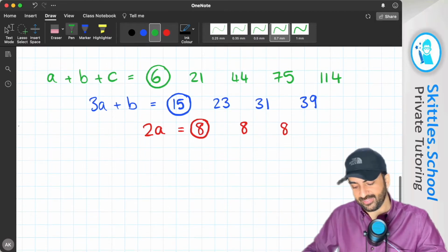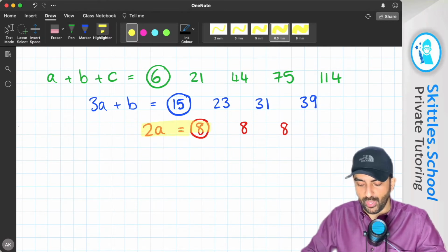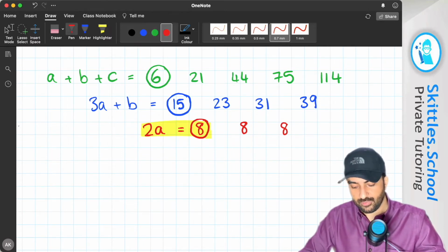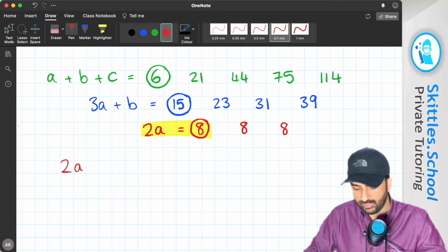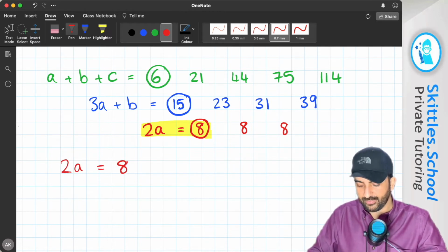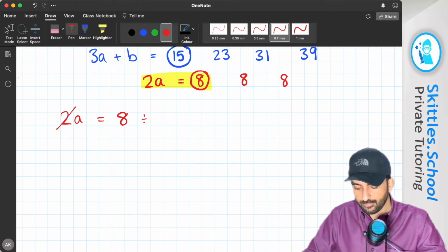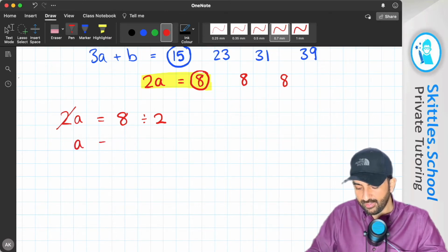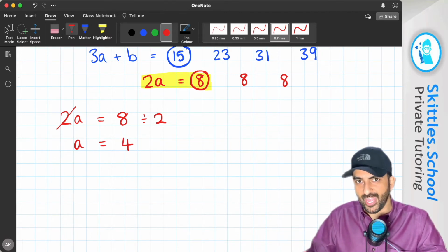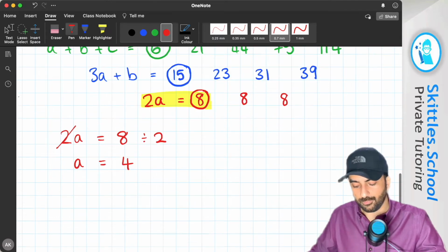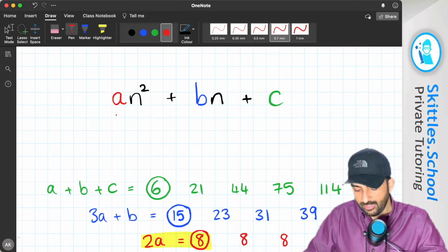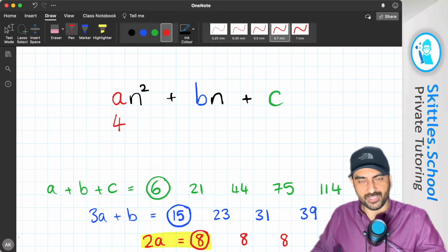Let's start with a. We know that 2a is equal to 8. If I was to divide both sides by 2, I would eliminate the 2 from the a, and I'll be left with a equals 8 divided by 2, which is 4. So now I can substitute a into my general form. So a is 4, and we'll put it there for now.